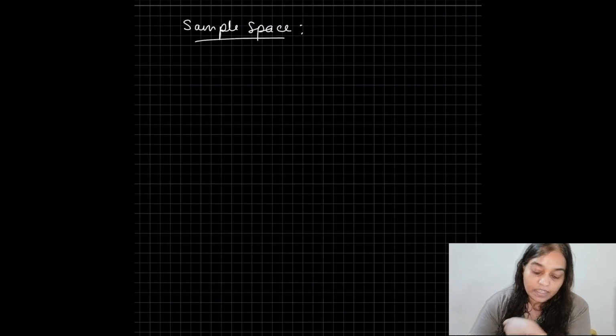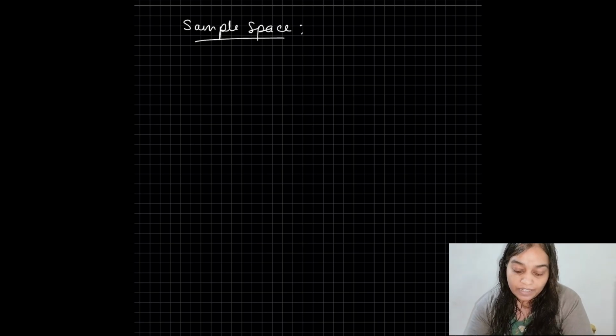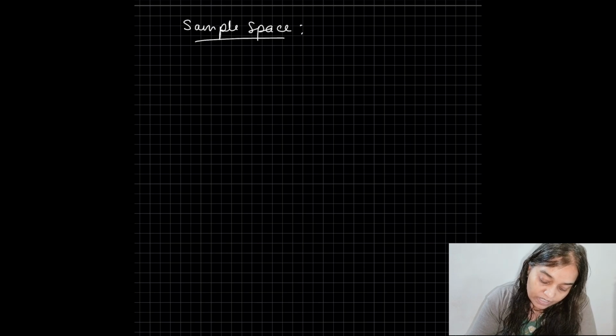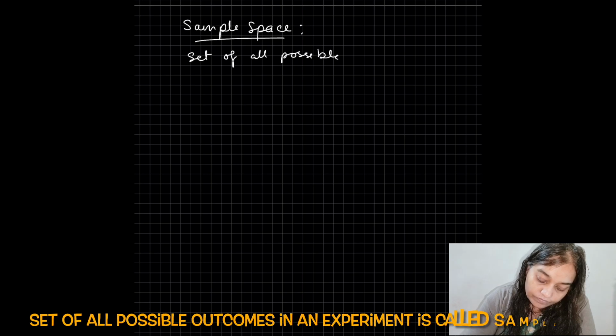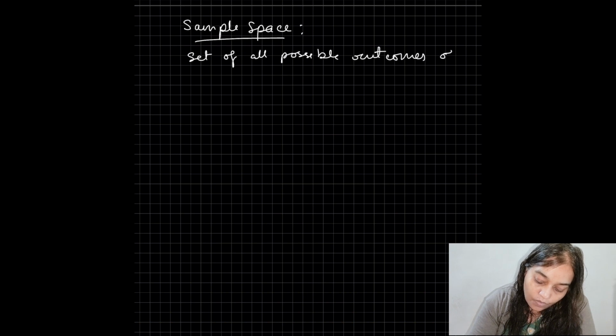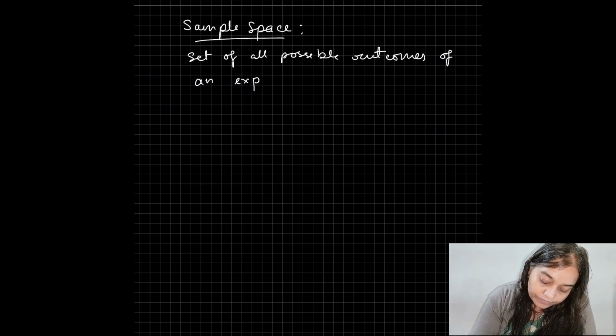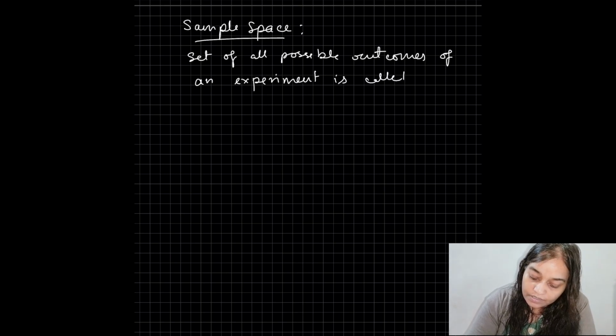What is sample space? If you perform any experiment, then what are the possibilities of outcome, or we can say, the collection of all possible outcomes is called sample space. So sample space is the set of all possible outcomes of an experiment is called sample space.